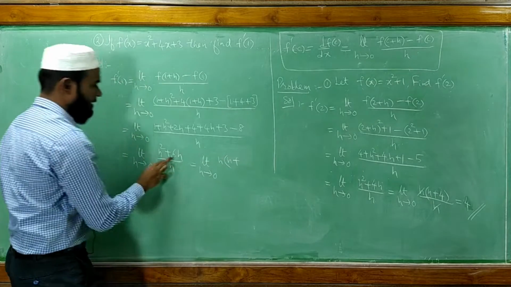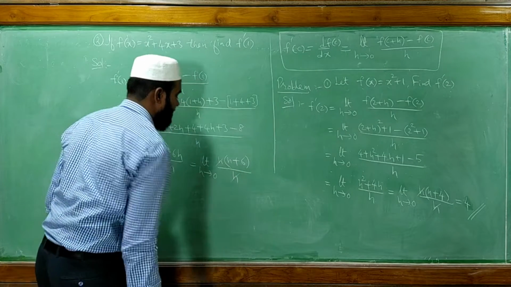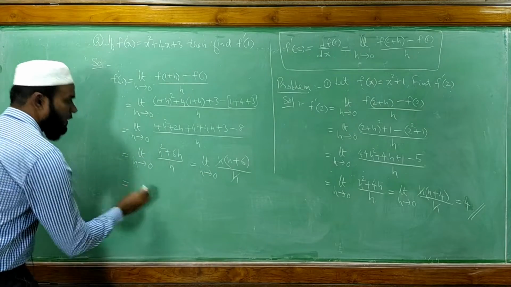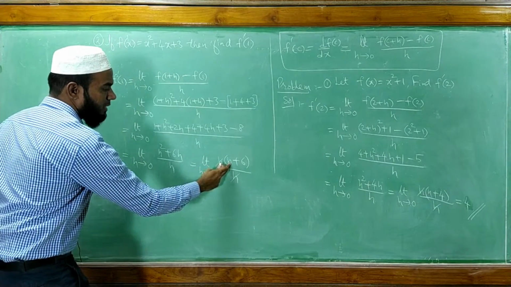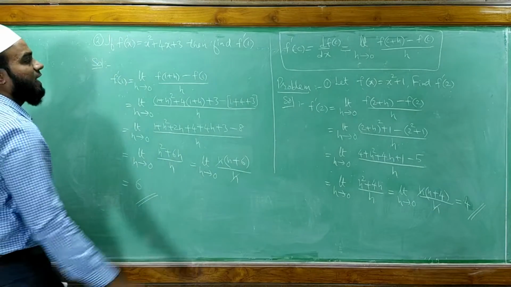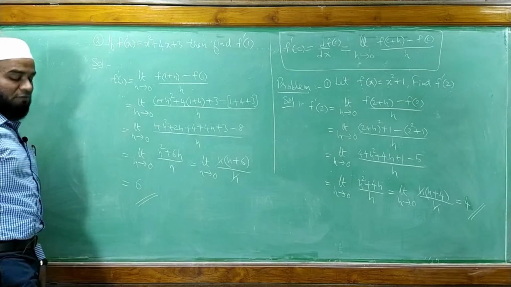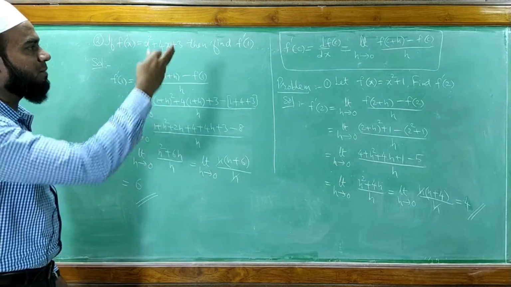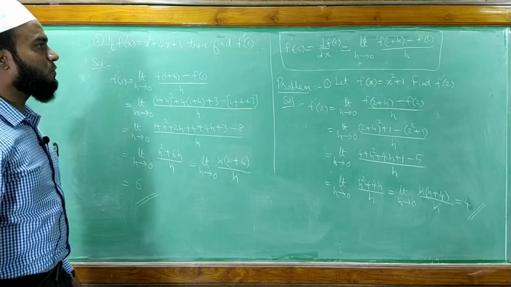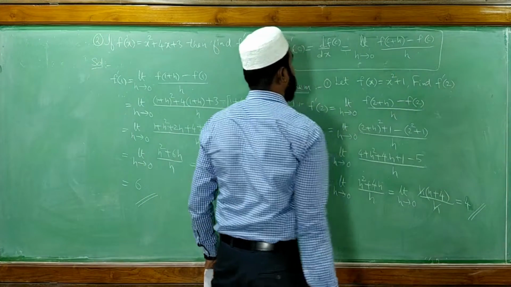h plus here 6, right? This is divided by h. h will get cancelled. Now you apply the limit. When you apply the limit, what will happen? This term will become 0. Remaining is 6. So the derivative f dash of 1 is given by 6. This is how we evaluate the derivative by using the basic definition. That is limit h goes to 0, f of c plus h minus f of c by h.